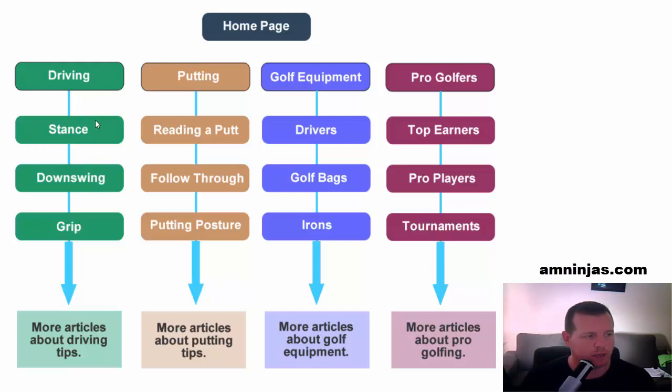Or you can do it the other way and try and rank these for long tail keywords. So for driving tips, you could have something like the best stance for driving. That could be a long tail keyword that could get some searches, or the best practices for downswing when driving. That could be another one. So you'd write these articles and keep them all organized within that category. Same with putting, same with your golf equipment, and same with your pro golf category, or whatever category that you've chosen.